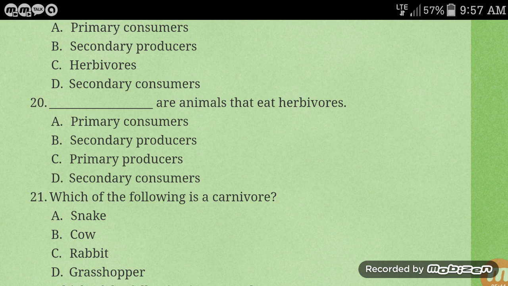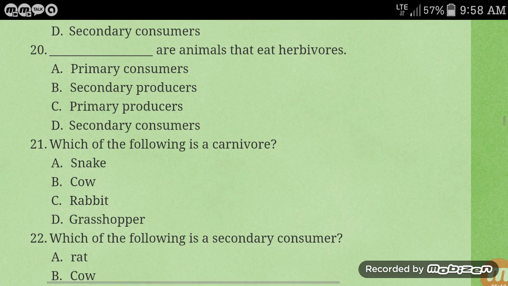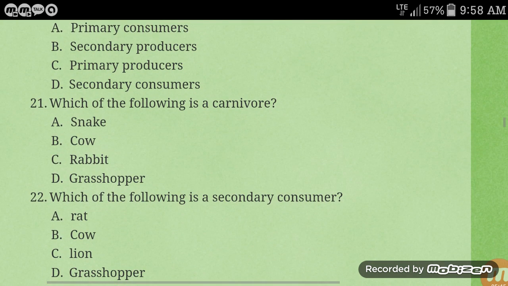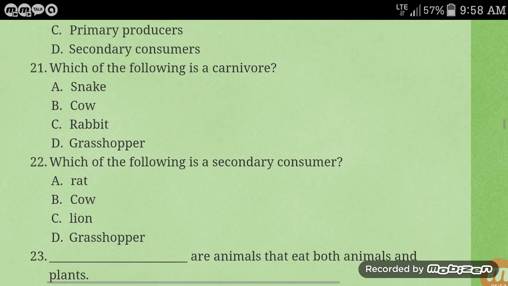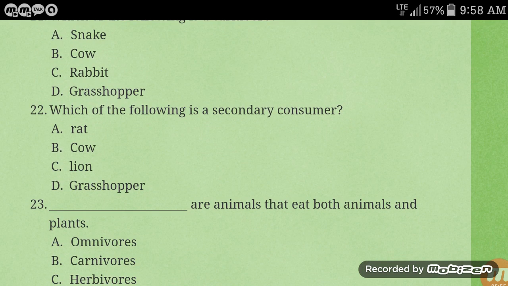Yeah, secondary consumers, letter D. Next, number 21, which of the following is a carnivore? Snake, cow, rabbit, grasshopper. Of course, snake, because the last three are all herbivores. Next, which of the following is a secondary consumer? Secondary consumer, that means carnivore. Rat, cow, lion, or grasshopper.